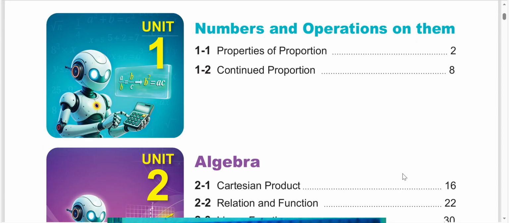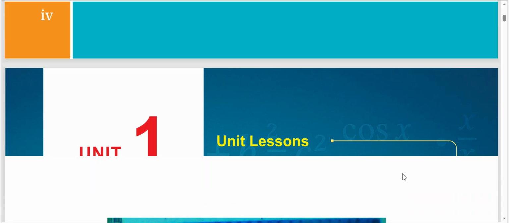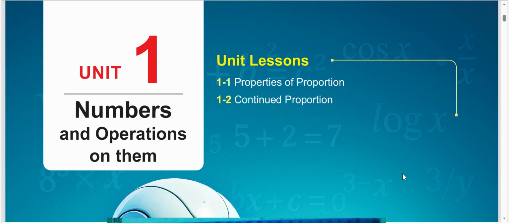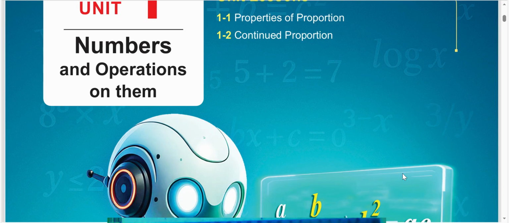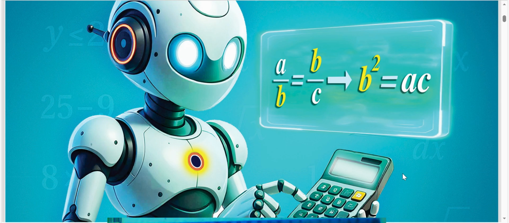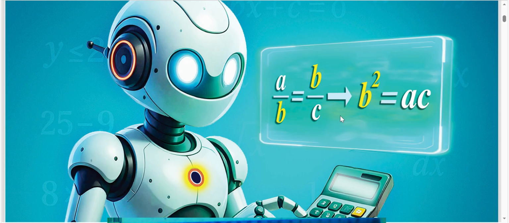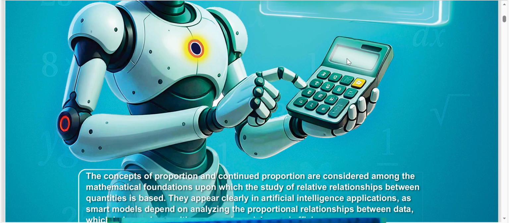So in the first lesson, we talk about the properties of proportion. Look with me at the book. I will explain all the lessons from the book this year, second term. First, if A over B equals C over D, then AD equals BC, because B and C we call the means and A and D are the extremes. The product of extremes equals the product of means. We will study this also next time.